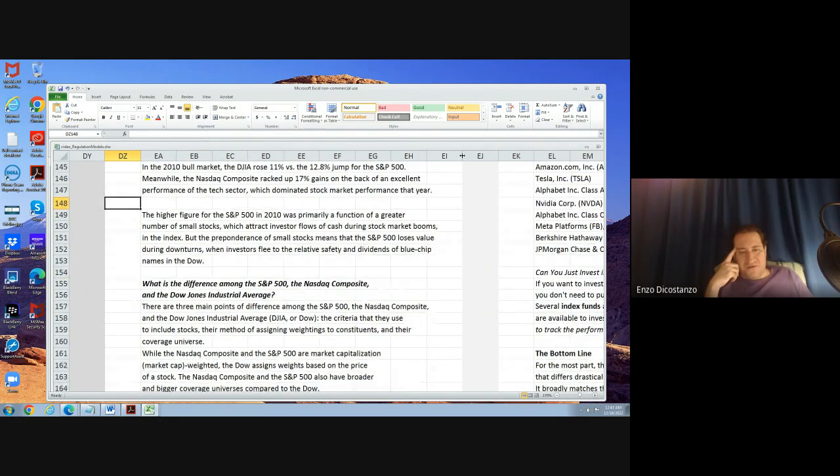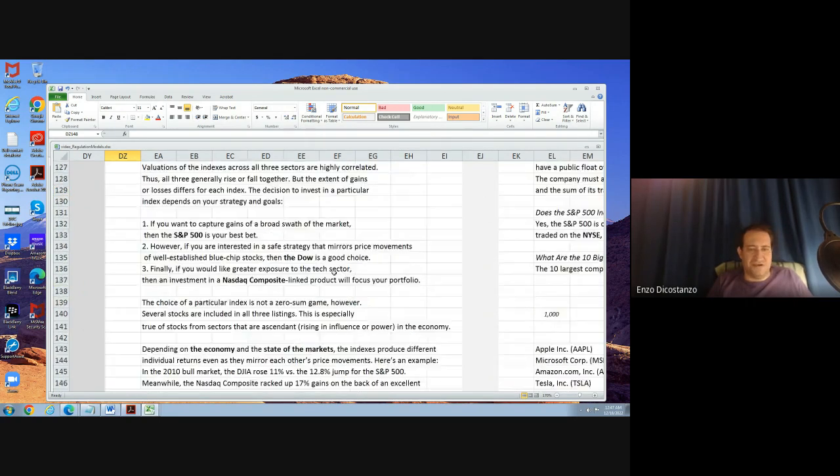The higher figure for the S&P in 2010 was a function of a greater number of small stocks, which attracted inflows of cash during stock market booms. And the preponderance of small stocks means that the S&P 500 loses value during downturns, when investors flee to the relative safety of blue chips in the Dow.